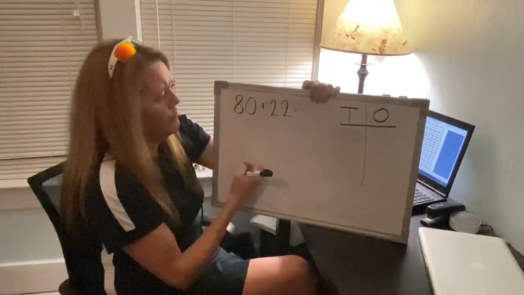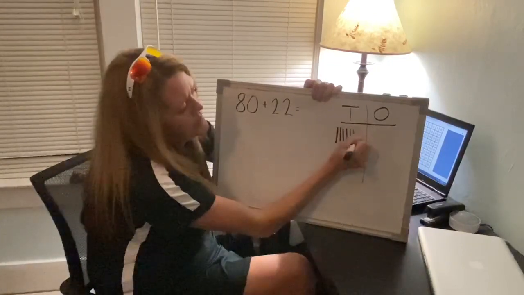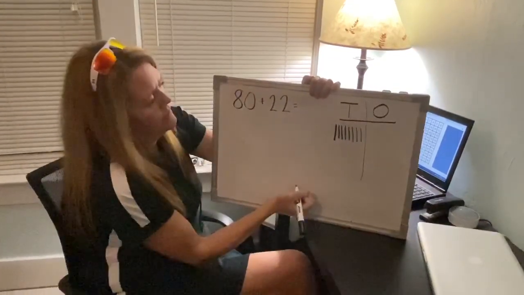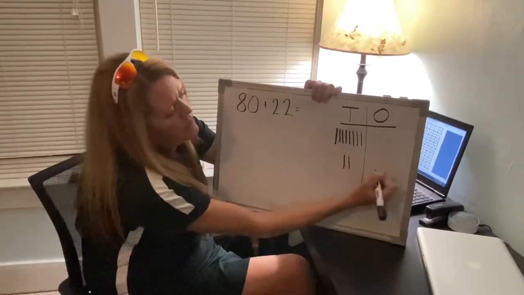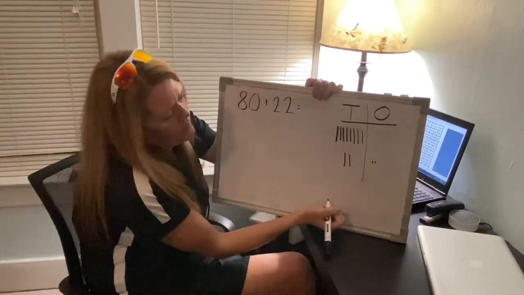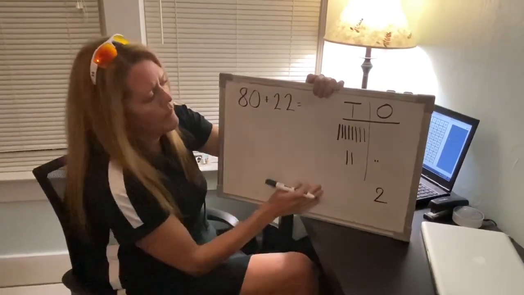I'm going to build my 80 first. 10, 20, 30, 40, 50, 60, 70, 80. It's a lot of tens. Now I'm going to build my 22, 10, 20, 21, 22. Of course, adding up my ones is super easy. It gets a little tricky when we come to the tens.